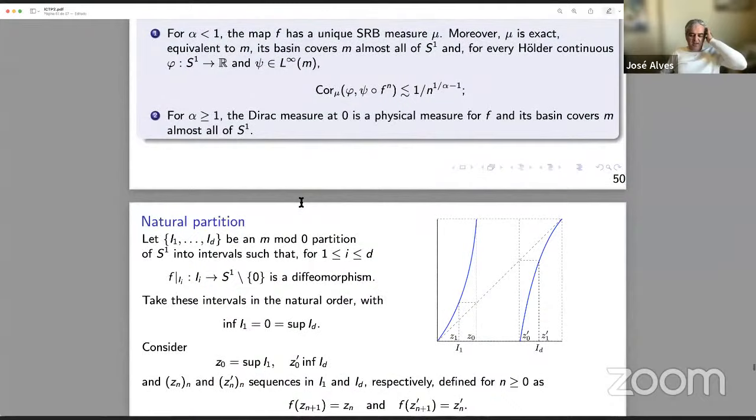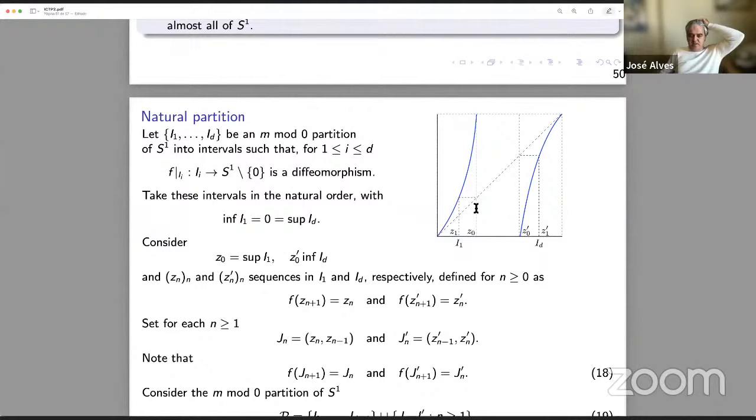There is also a natural partition. We can also consider the points Z0, Z1, and so on, defined as before, so recursively like this, and associated to this fixed point here. So first of all, let me introduce this object. We have D intervals, which are naturally sent to the whole S1, but the point zero. This is due to the degree of the transformation.